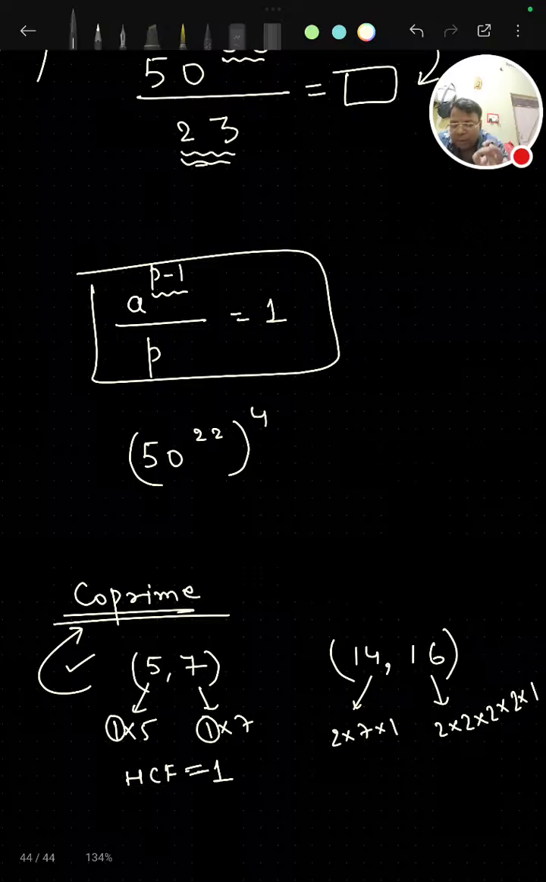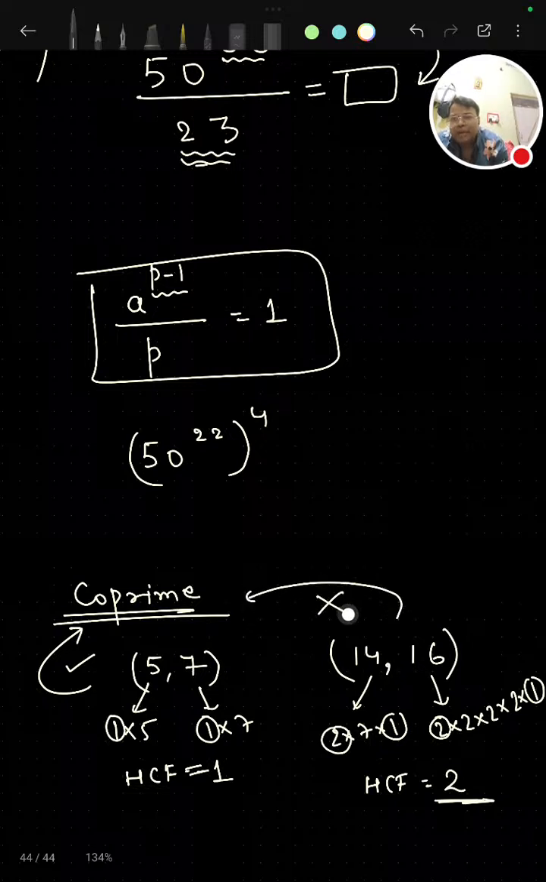Two numbers are coprime when their HCF, the highest common factor, is 1. If the highest common factor is other than 1, then they are not coprime numbers. In 14 and 16, 2 is common, so the HCF is 2, and they are not coprime numbers. Coprime numbers satisfy only one condition: two numbers are coprime if their HCF is 1. Okay, Michael? Clear what a coprime number is?